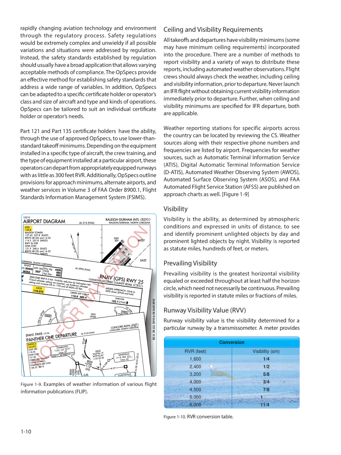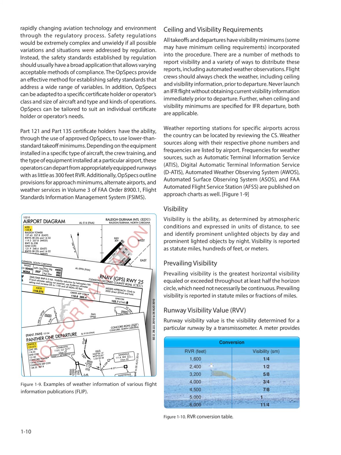Figure 1.9, Visibility. Visibility is the ability, as determined by atmospheric conditions and expressed in units of distance, to see and identify prominent unlighted objects by day and prominent lighted objects by night. Visibility is reported as statute miles, hundreds of feet, or meters.